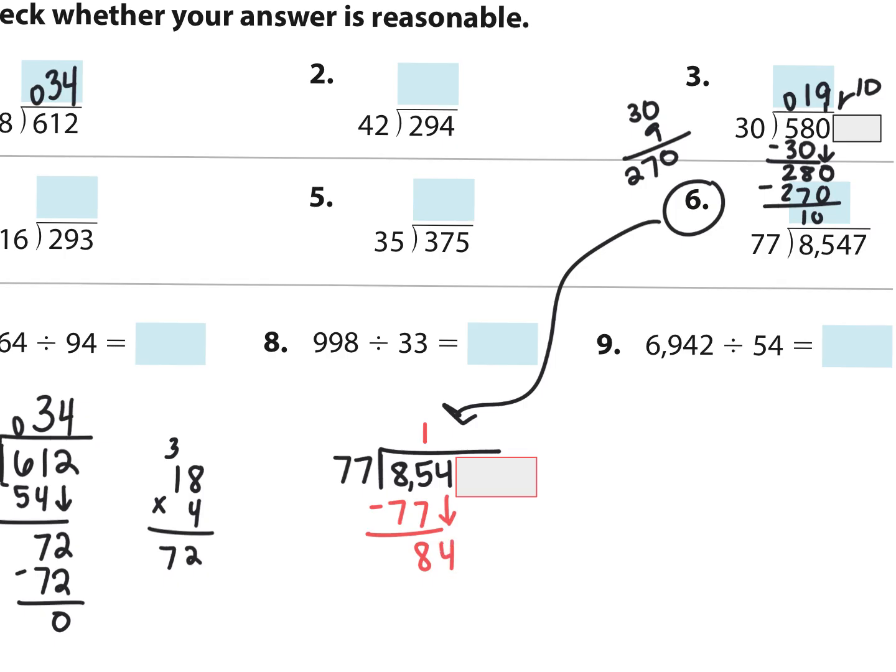Okay, I already know because we just put 77 into 85 once, I know also 77 can only go into 84 once. And 77 times 1, again, is 77. And I have 7 left over this time because if I borrow, that becomes 14. And then I have one more digit to bring down. And 77 divides into 77 exactly 1 time. So my answer up there is going to be 111.